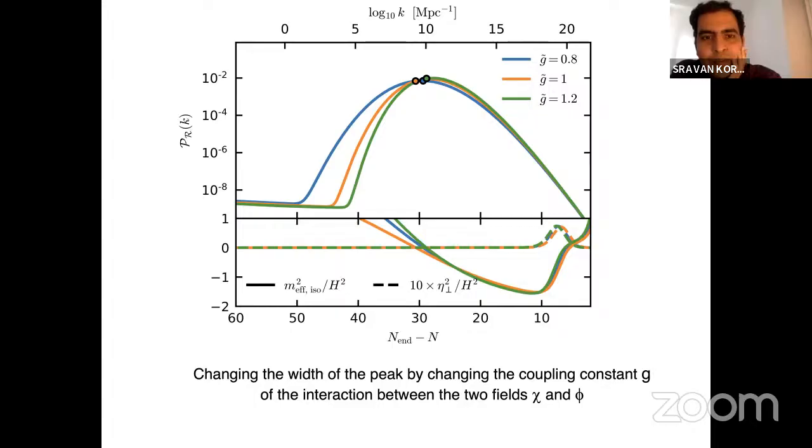Okay, my second question is actually very broad. Since you motivated alpha attractor models in the context of supergravity, I'm really curious, what is the role of supersymmetry in the context of primordial black holes? Does it play some role?